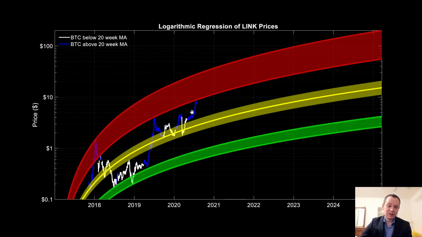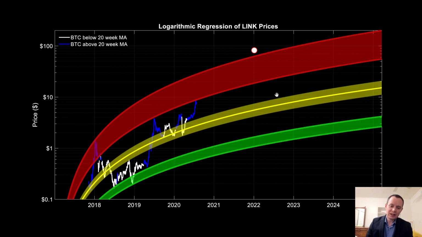So, I do think for the short term, it has provided a lot of good insight into where the price of Link could go once Bitcoin got above the 20-week. This is where we said, okay, there's a good chance it's going to go to this point. And then we'll take it from there.